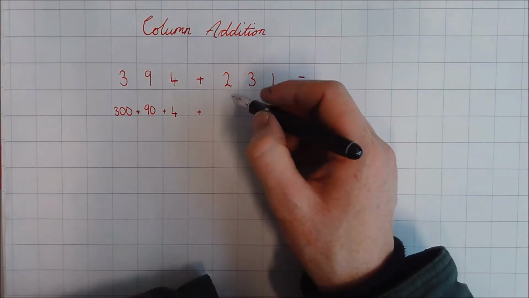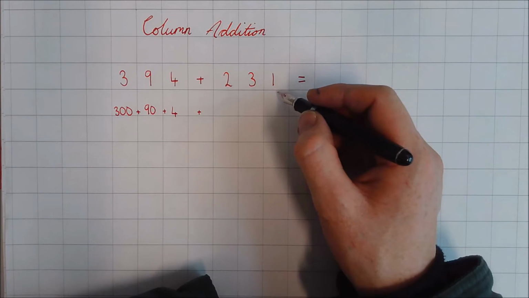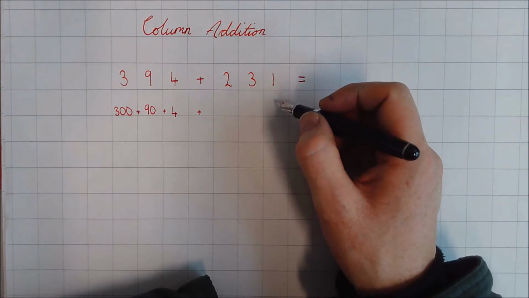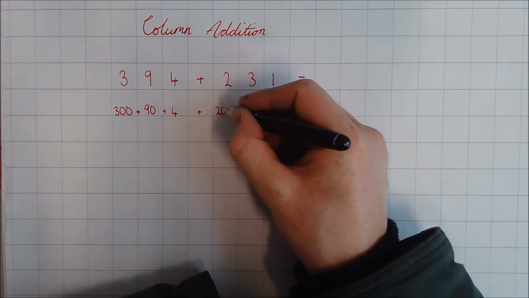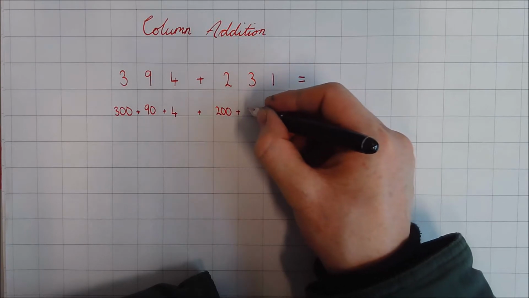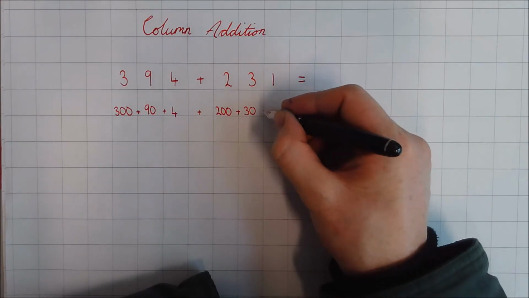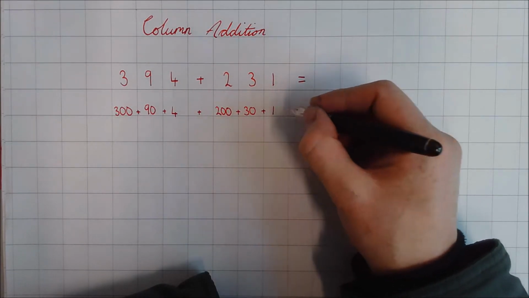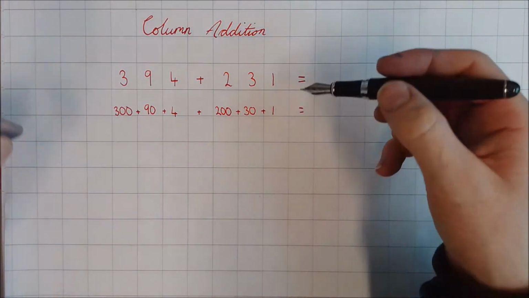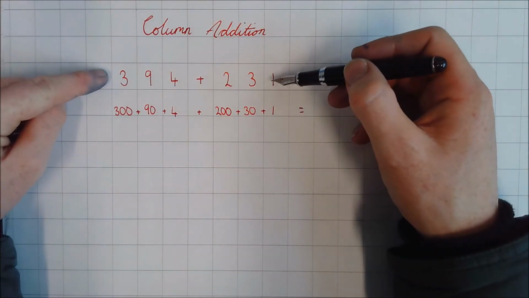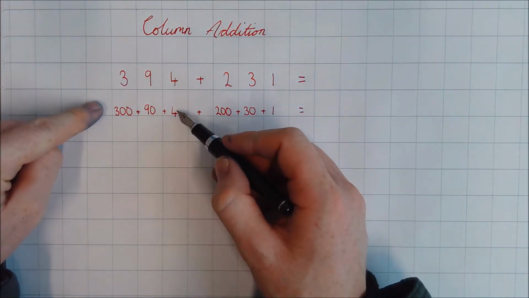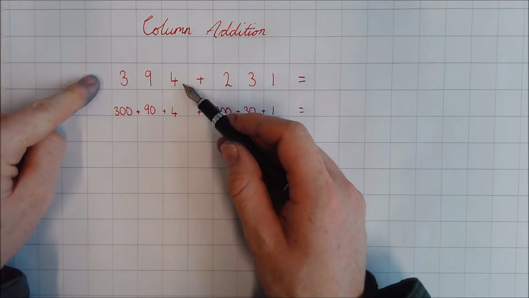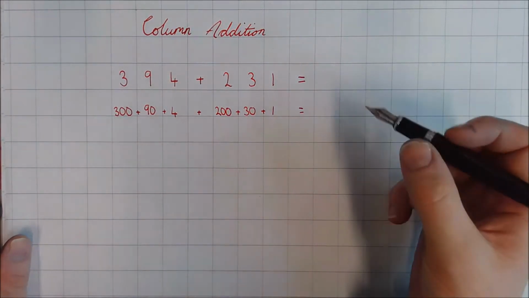Okay, can you partition this number for me? What's it made from? Hopefully you said 200, add 30, add 1. So what we've done here is we've taken our two addends and we have decomposed them into a set of addends that make that addend using our knowledge of place value.